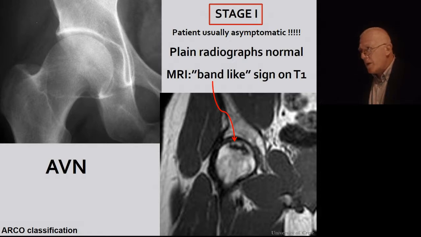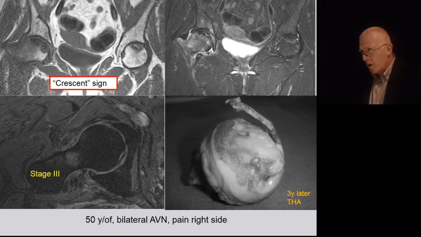In stage 3, in most of the systems, either ARCO or Steinberg's, we have advanced osteonecrosis with the presence of the so-called crescent sign. The crescent sign is a subchondral fracture, as you see here. And this subchondral fracture is related to bone marrow edema because of the advanced disease. On the left side, you see also band-like. You see a small osteonecrotic area, no bone marrow edema.